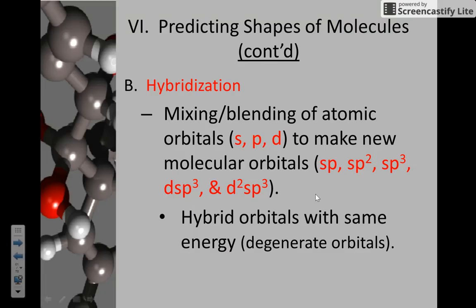Hi guys, today our lesson is going to be on hybridization as we continue our study of covalent bonding and how to predict the shapes of our molecules. I want to talk about an important topic here called hybridization.